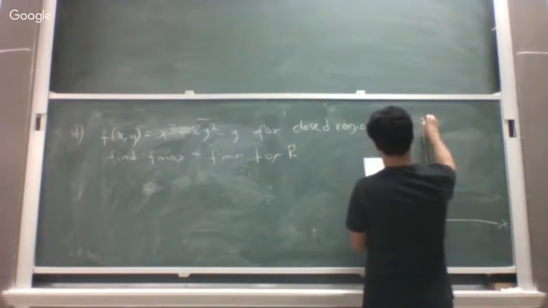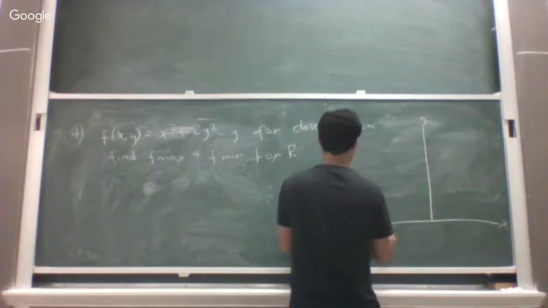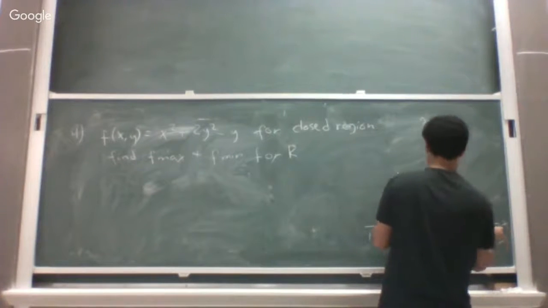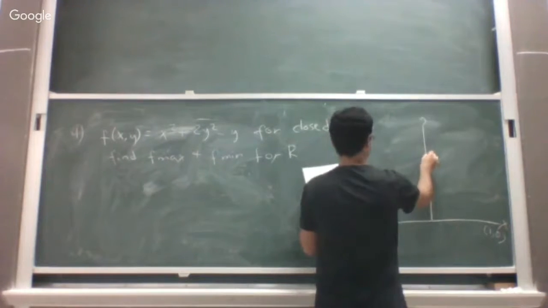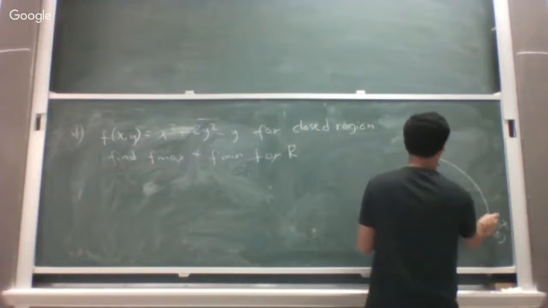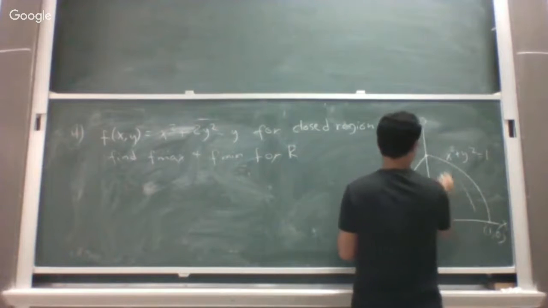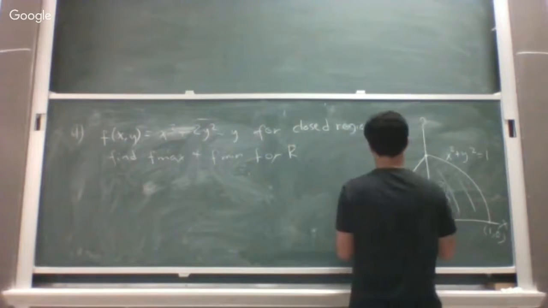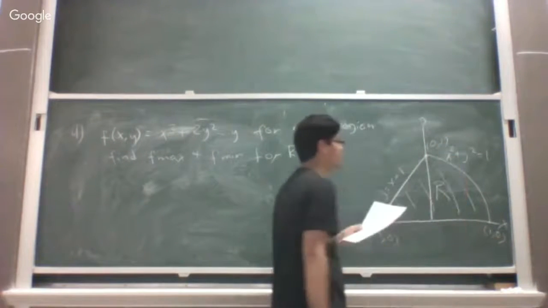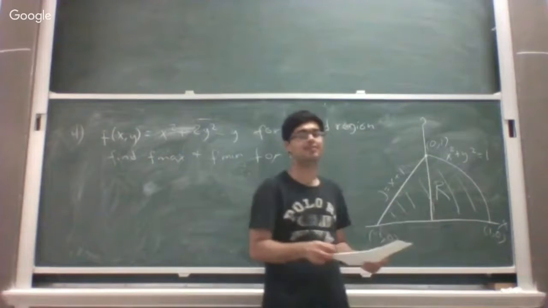And they give you this. Sometimes they might not. Just remember, for the region R, sometimes they might not give you a graph. This time they tell you, but I'm just saying they might not.